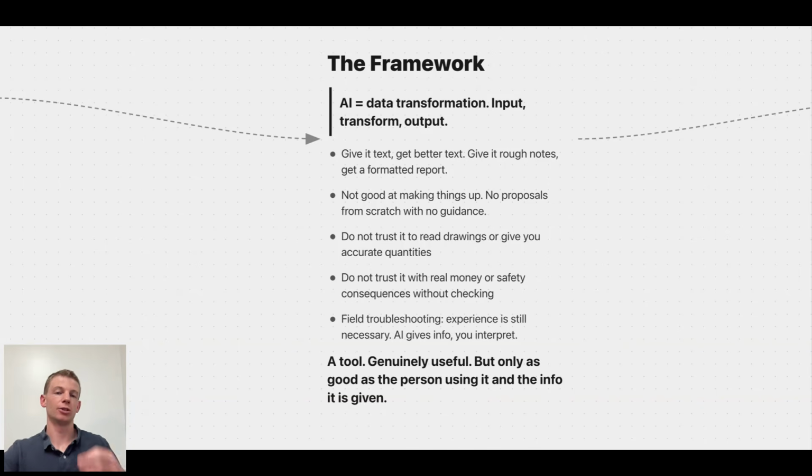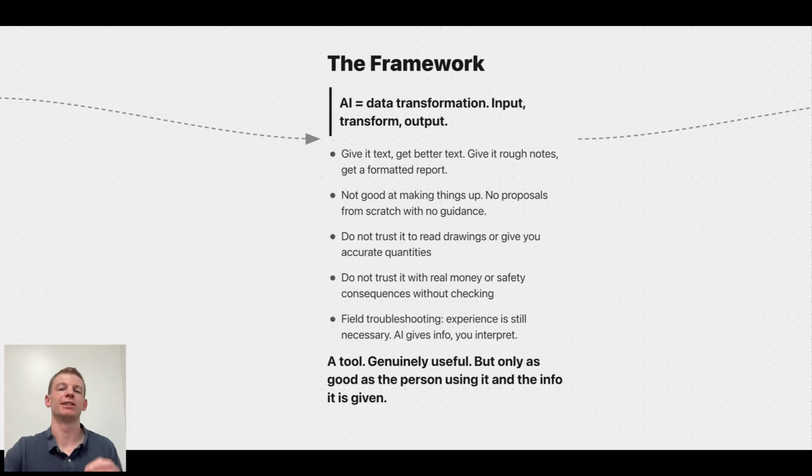So fundamentally, it's ensuring that it fits within this framework. For example, if you're using it in the field for troubleshooting, which some people are, the experience to understand that is still necessary. So essentially, AI gives you the information and you interpret it. If you do not have the background to know whether what it is telling you makes sense, then you can put yourself in real danger.